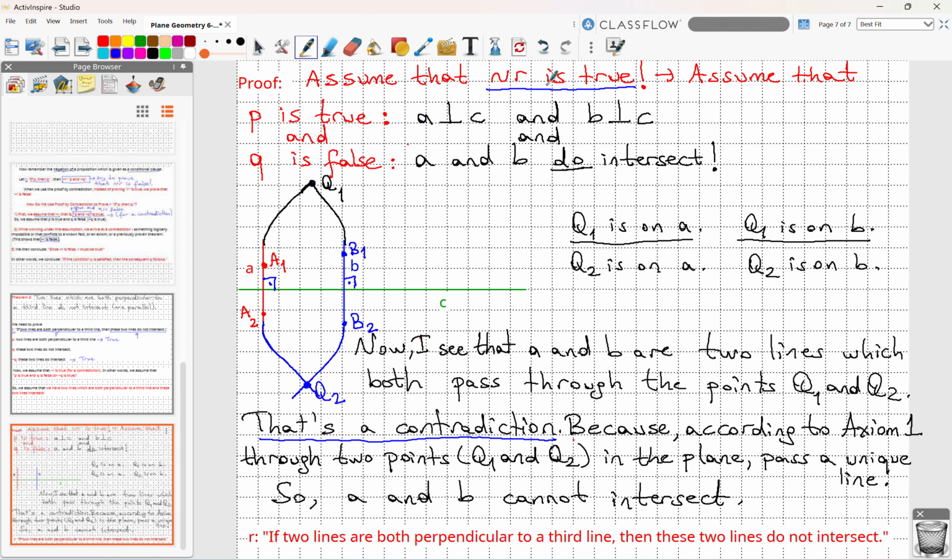So negation of R cannot be true. Negation of R must be false. So because of this contradiction, negation of R is false, which means that R is true. Remember what R was? R was if P then Q. So R was if we have two lines that are both perpendicular to a third line, then these two lines do not intersect. That's true then, right? So that's the idea of proof by contradiction. I hope that it makes more sense now.